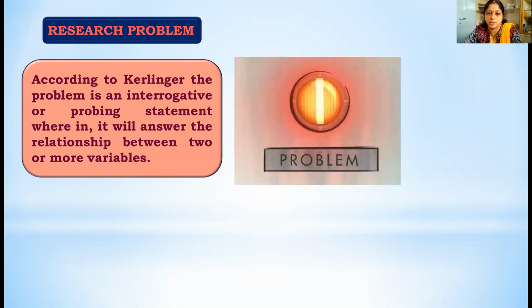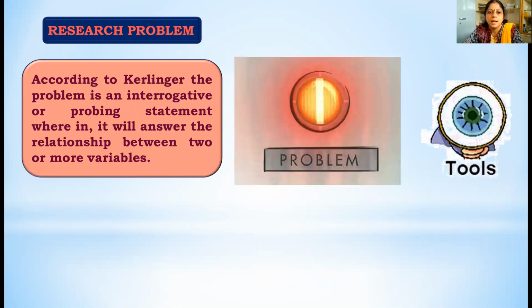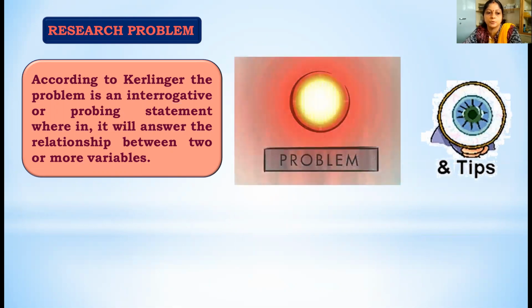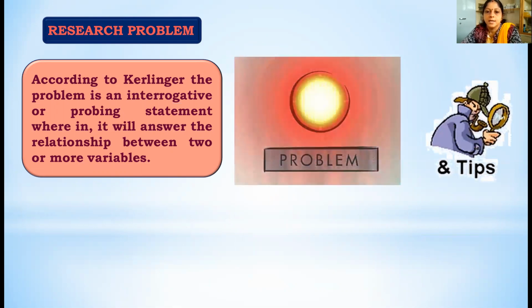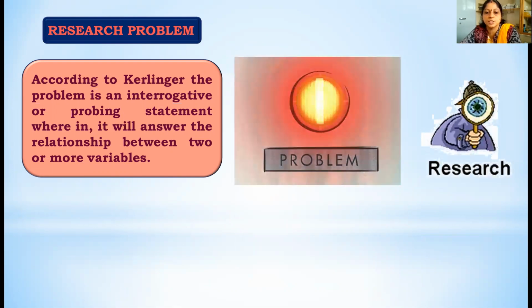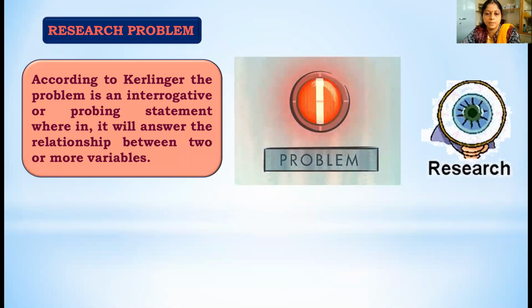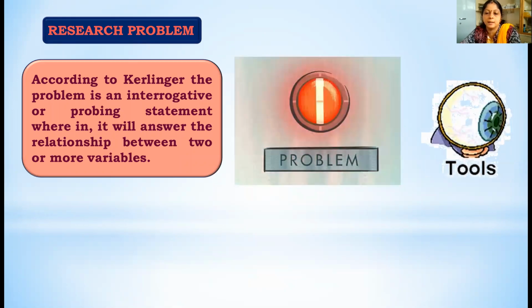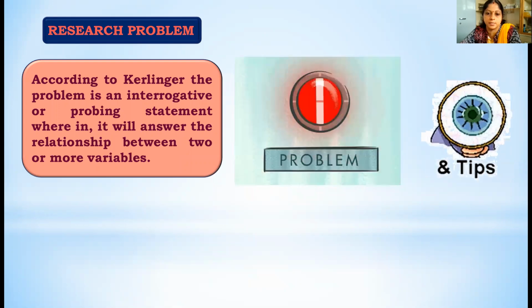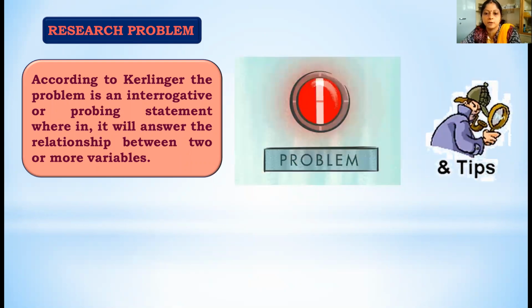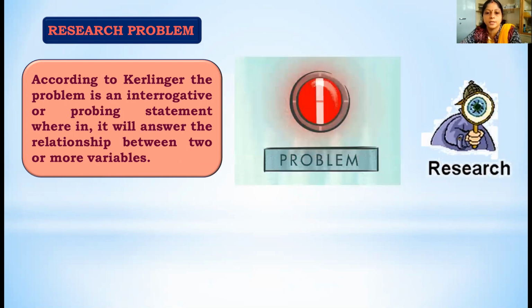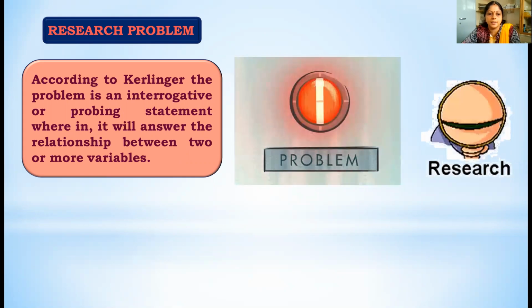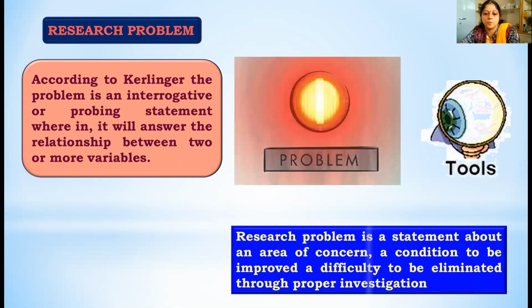Now we will see what a research problem is. According to Kerlinger, a research problem is an interrogative or probing statement which asks about the relationship between two or more variables. That means it is a statement indicating the relationship between two or more variables. For example, there are several variables that we will cover next. Take how the knowledge of a farmer is increased, and what is the reason behind that? That will be another variable influencing the knowledge of a farmer. That is how it indicates the relationship between two or more variables.